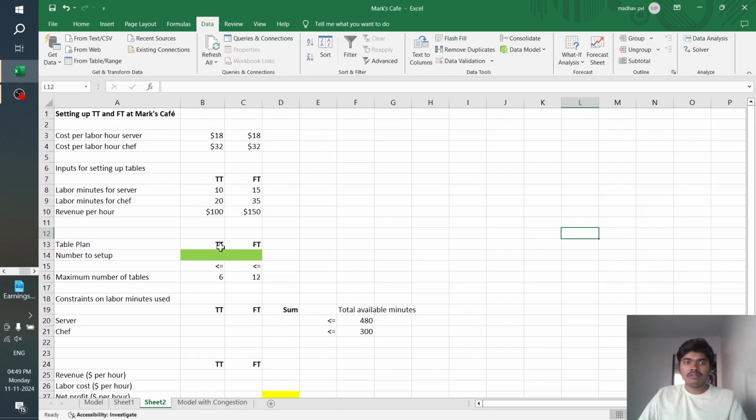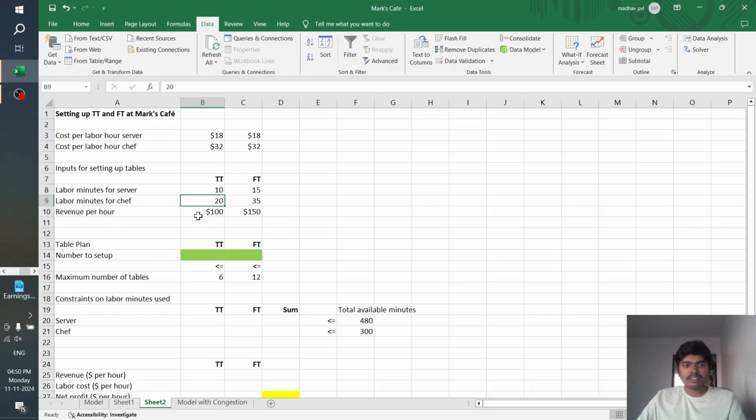There are two-member tables and four-member tables, so it's basically a couple table or a four-member table. We have basic data on the cost per server according to the table, and the number of minutes for the chef. Here we can see the cost per labor hour for server and chef, and the minutes that will be taken for the two table and the four table.